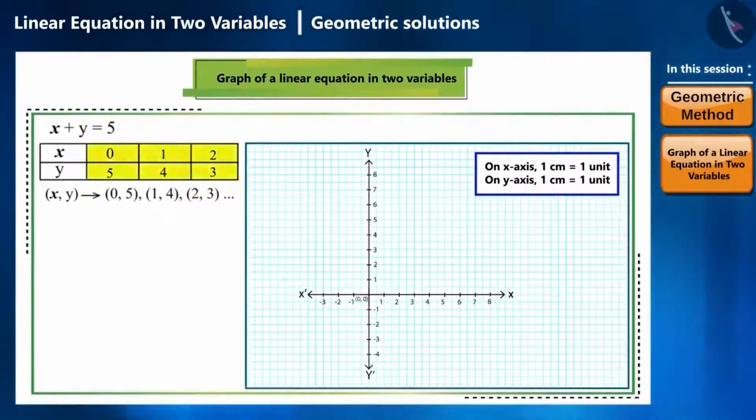Let's plot these 3 points. The point (0, 5) is plotted here. The point (1, 4) is plotted here. You can also show the point by drawing a perpendicular from point 1 on the x-axis and a straight line from point 4 on the y-axis. And the last point (2, 3) will be here. Now, we will draw a line connecting these 3 points. This way, we represent a linear equation with two variables on a graph paper.